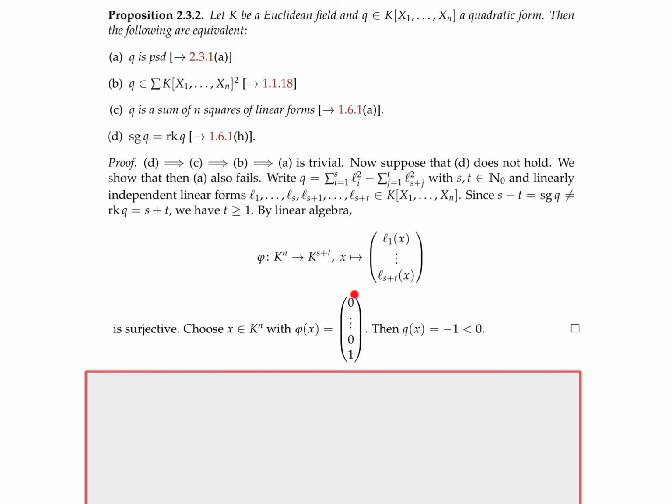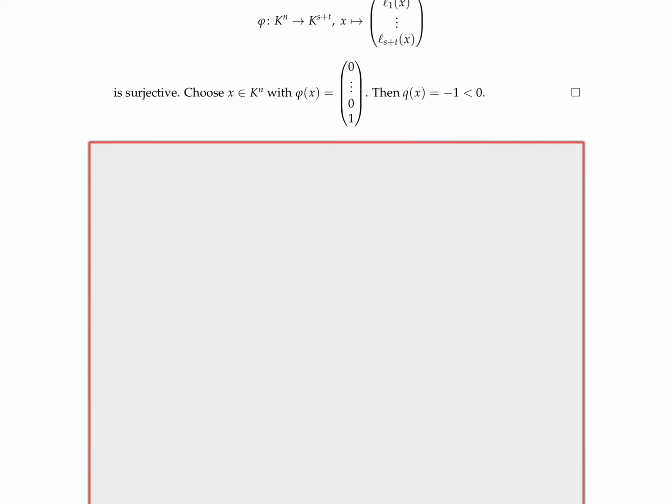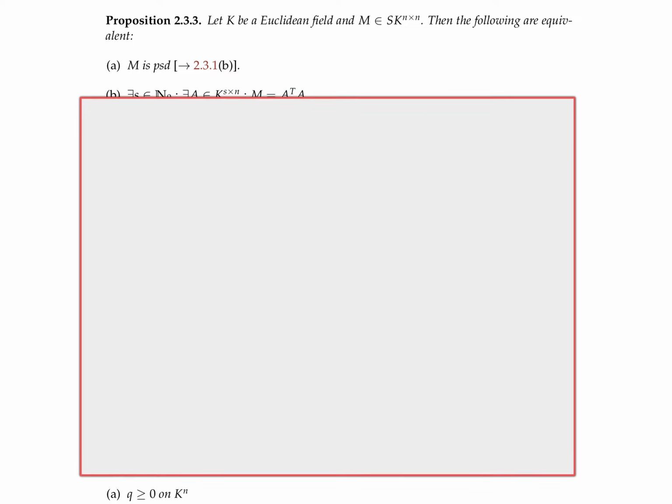Okay, so we can choose a vector in K^(s+t), a vector of length s plus t with all zeros, but the last entry is a 1, and we find the pre-image x. Then Q of x is minus 1, right? It's 0, 0, 0, minus 0, 0, 0, minus 1 squared, which is minus 1. But minus 1 is smaller than 0, right? Okay. Good. And therefore Q is not PSD and A does not hold. Okay, so next proposition.